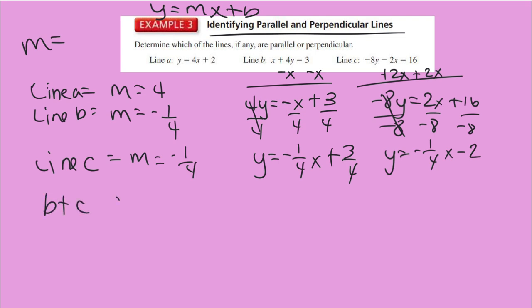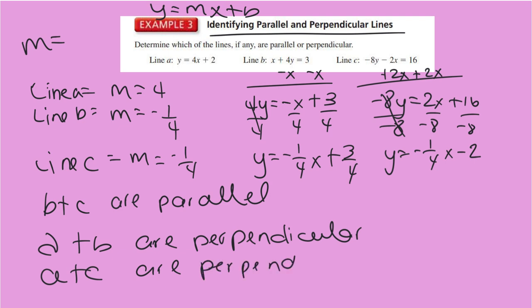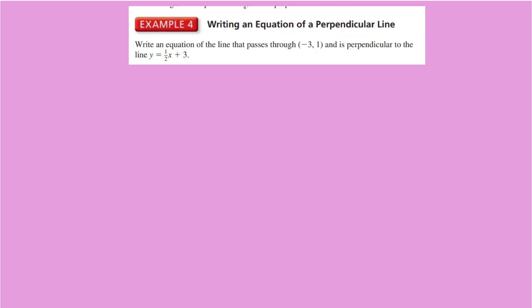B and C are parallel, correct? And what else? What's the reciprocals? Negative reciprocals. I have a negative and a positive. So what is it? A and B are going to be what? A and B are perpendicular. And what else? A and C are also perpendicular.